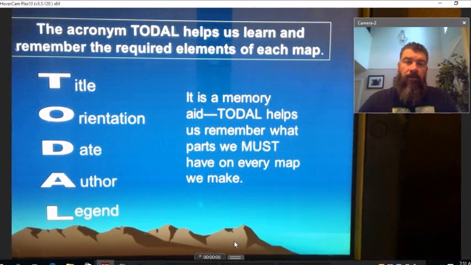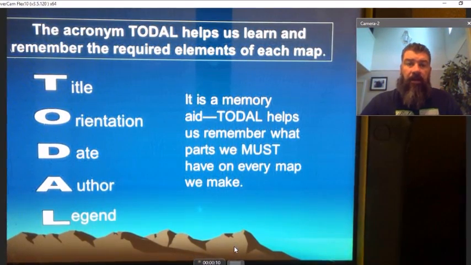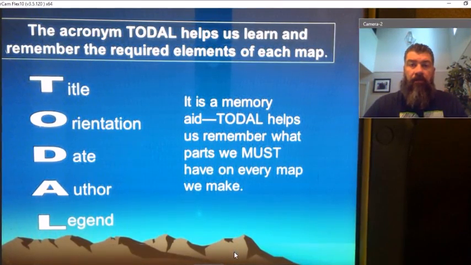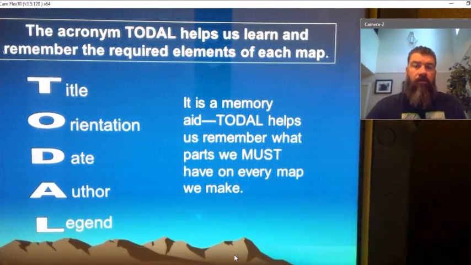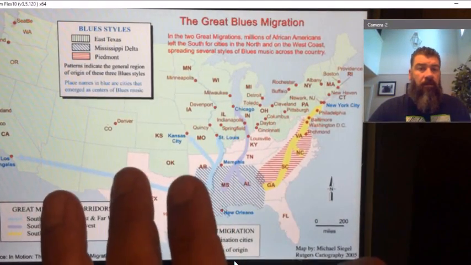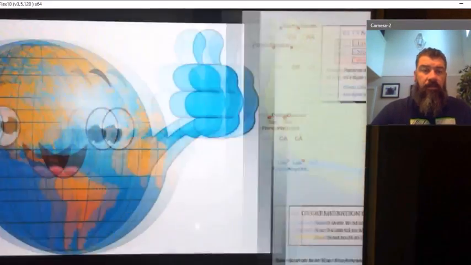Now, just remember this acronym, TODAL, to help you remember all those fun and easy facts, like the title, orientation, date, author, and legend. These are all very important to a map, and these are all very important to our learning, because without these, we're not able to read this, and if we can't read this, the world's not happy. But if you can read these, the world's happy.